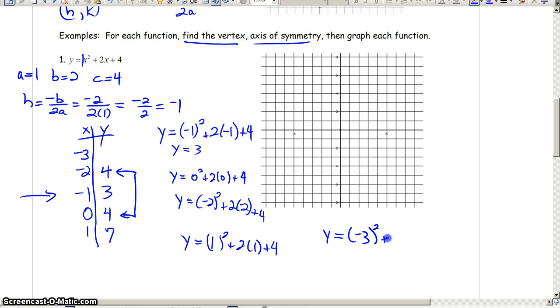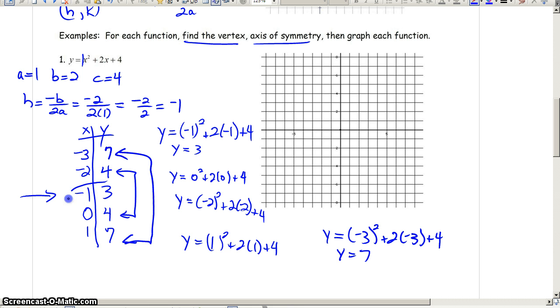Remember to use those parentheses. With the calculator, this just becomes a quick routine. You're going to be able to quickly see that y would equal 7 as well. Now again, the symmetry issue is extremely important. You're going to always see these y values getting doubled up.